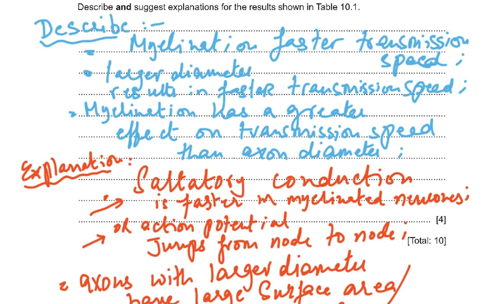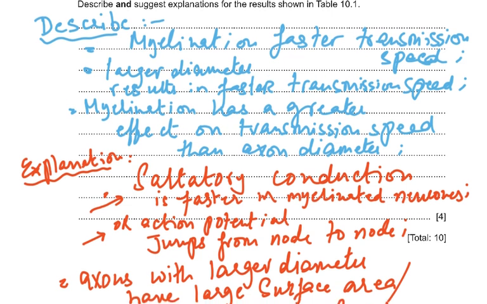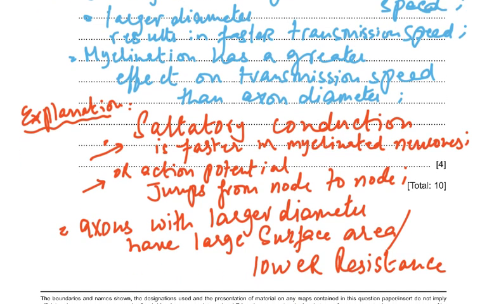So if you just wrote saltatory and then you gave the explanation as well, I wasn't going to give you 2 marks. Then axons with larger diameter have a larger surface area, or you can say they have a lower resistance. So that is why axons with large diameter have a slightly faster transmission speed.